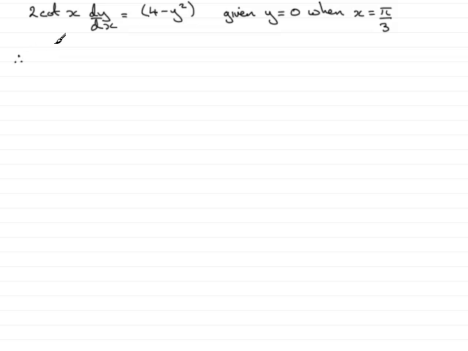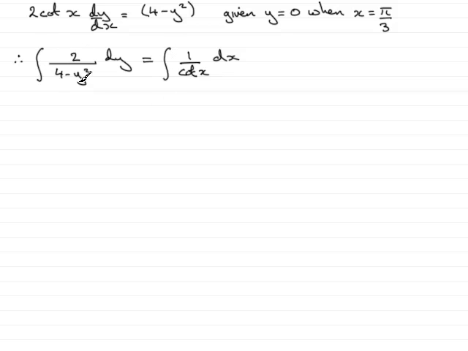Well, first of all we need to separate the variables, that is, put all the y's on one side of the equation and all the x's on the other. So if I do that by dividing both sides by cot x and 4 minus y squared, and moving the dx, what we have is 2 over 4 minus y squared dy equals 1 over cot x dx. Now we need to integrate both sides.